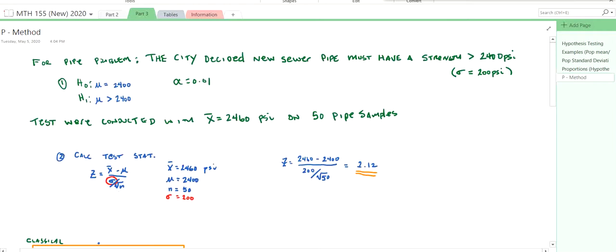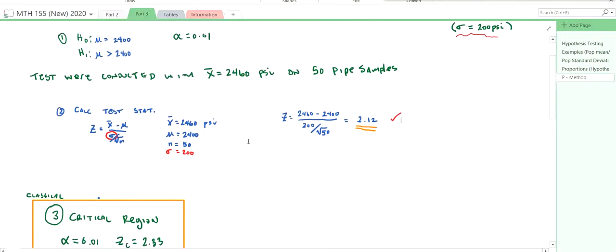Well, the next step in our hypothesis analysis was calculating a test statistic, and we use Z here because we had the standard deviation for the population. So we can make this calculation and put the numbers in, and we came up with Z equals 2.12.